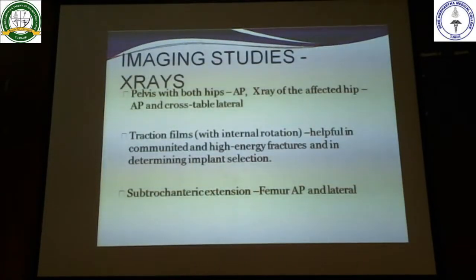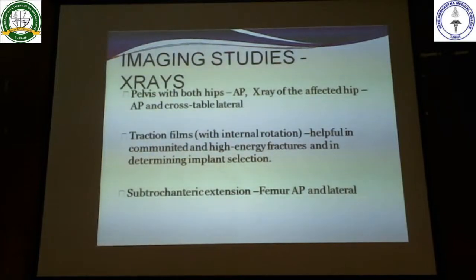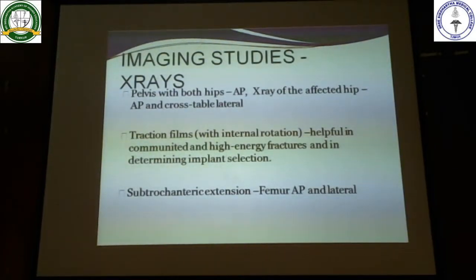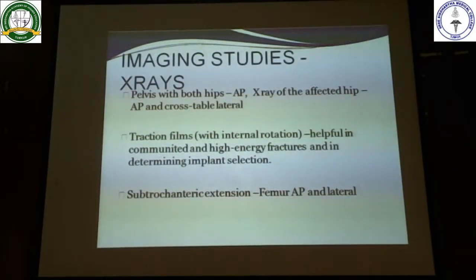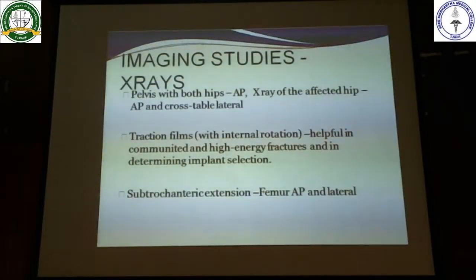What about the imaging studies? Obviously most important as far as diagnosis is concerned. X-rays: you usually go for a pelvis with both hips, anteroposterior view. Also you can take an X-ray of the affected hip, that is AP and cross-table lateral. So you can go for both AP as well as lateral views of the affected hip: AP view of the pelvis with both hips, as well as a lateral view of the affected hip.